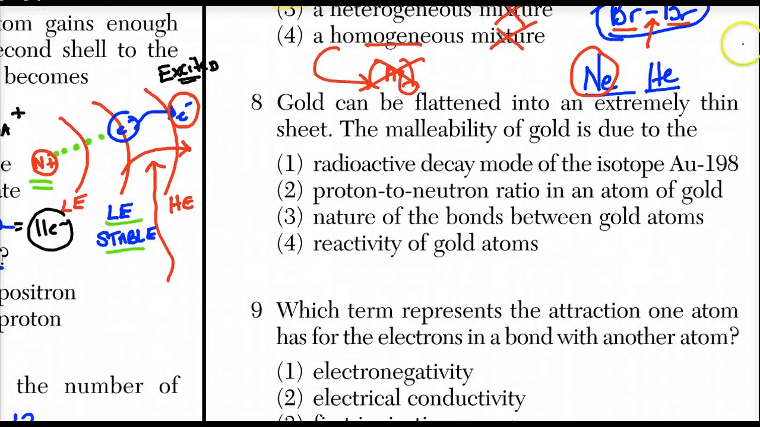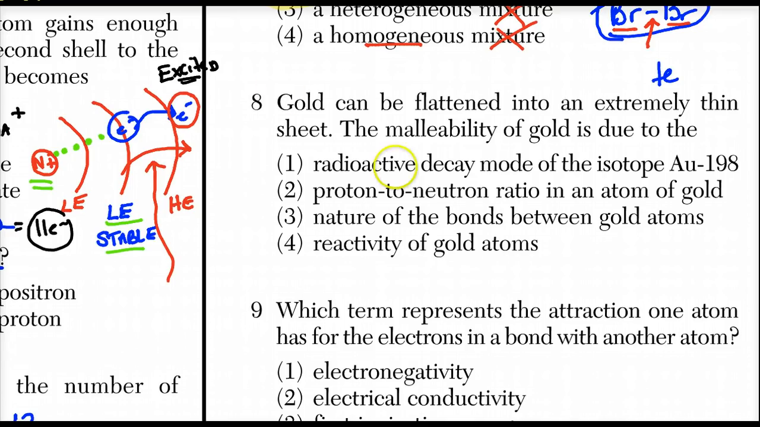Gold can be flattened extremely thin into an extremely thin sheet. We know that because of the gold foil experiment. Foil means thin. The malleability of gold is due to, well, again, malleability is the ability to heat metals and basically take them into any shape because of their ability to attract their own atoms very strongly. So malleability is explaining the flattening into a very thin sheet.